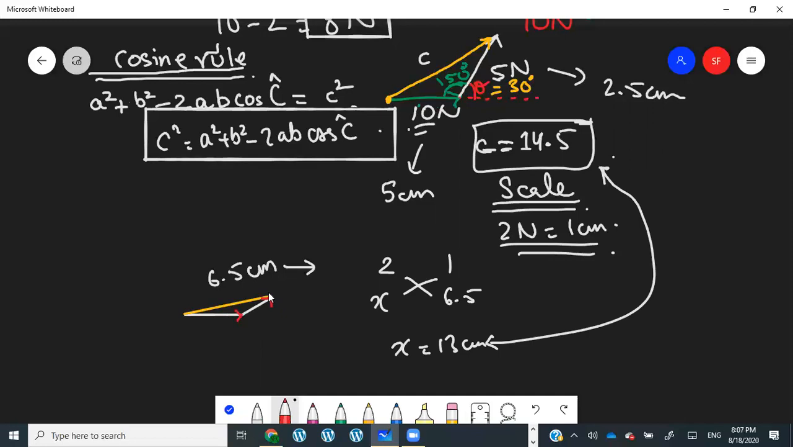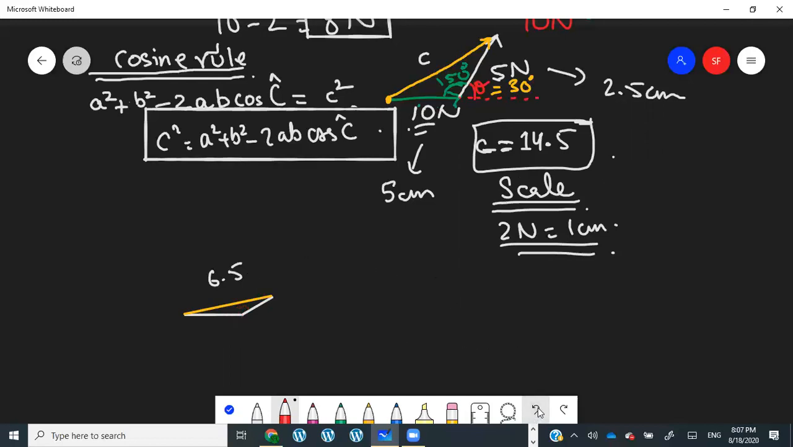The concept is to use the head to tail method, draw the diagram, and scale conversion is necessary. And this angle is 150 degrees. Okay, so this was the scale diagram method. Do you want more examples on this, or is this enough on scale? This is enough. Okay, we can move on then.